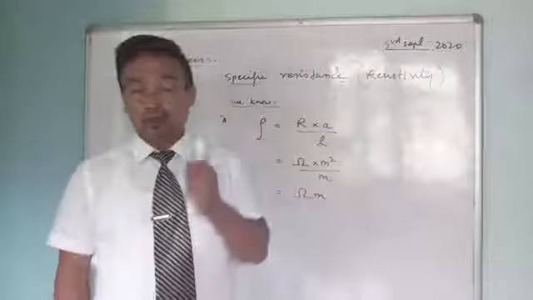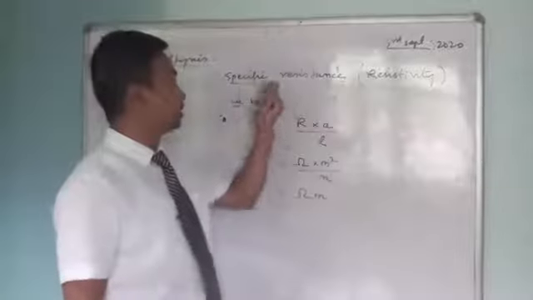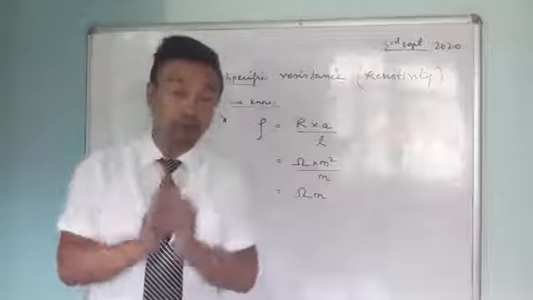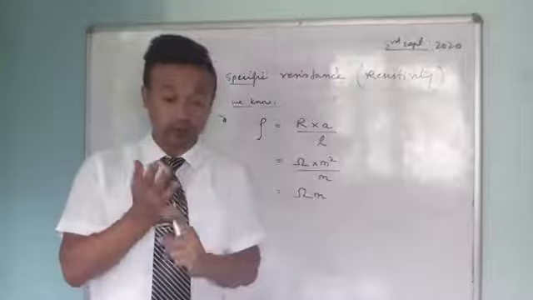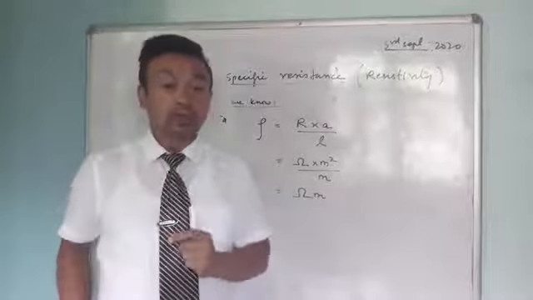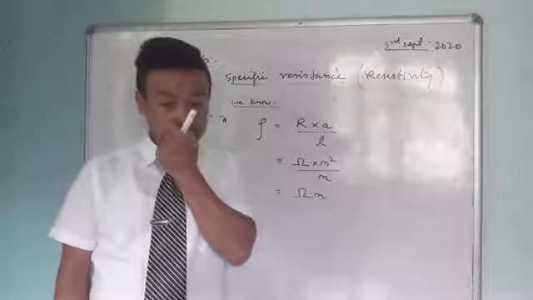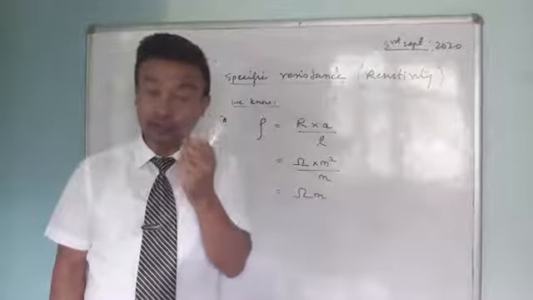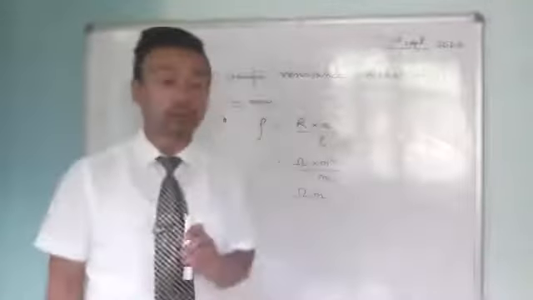Some of the key points to keep in mind for the resistivity or the specific resistance are, number 1, it is different for different materials. Please note it down. Second factor is this specific resistance does not depend upon the size and shape of the conductor.